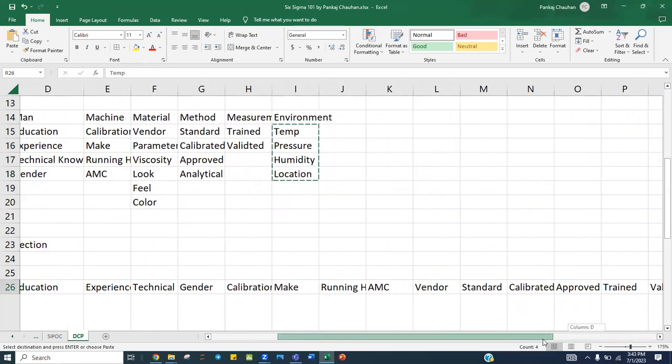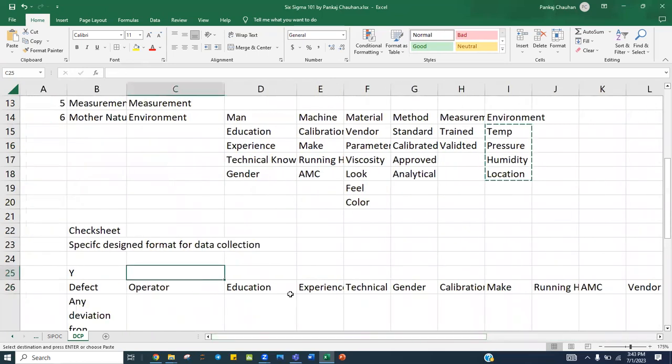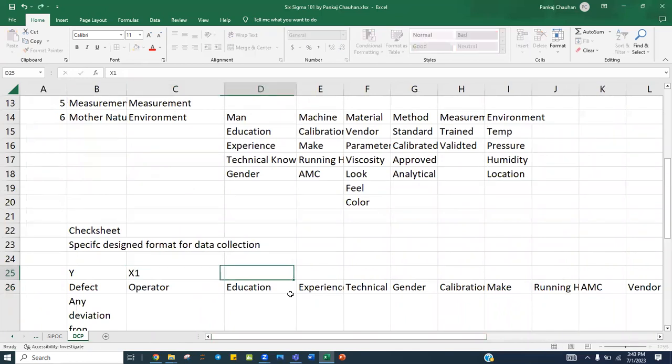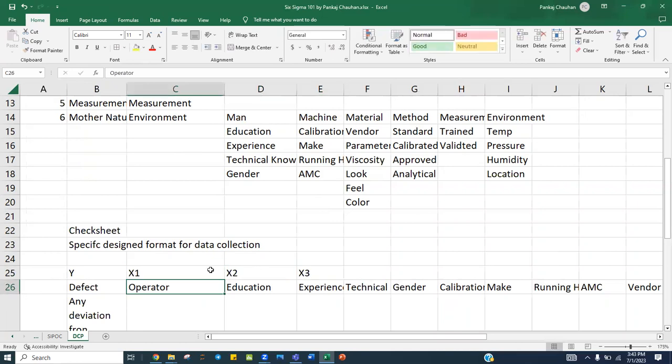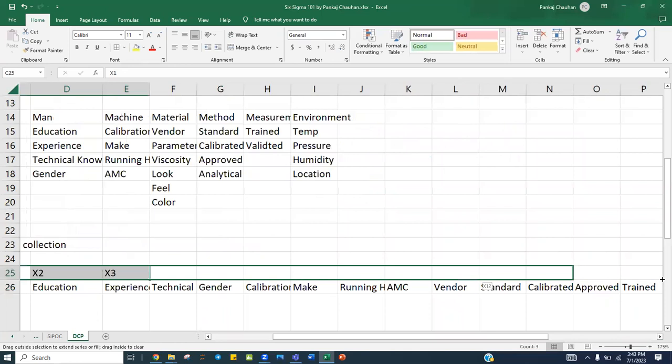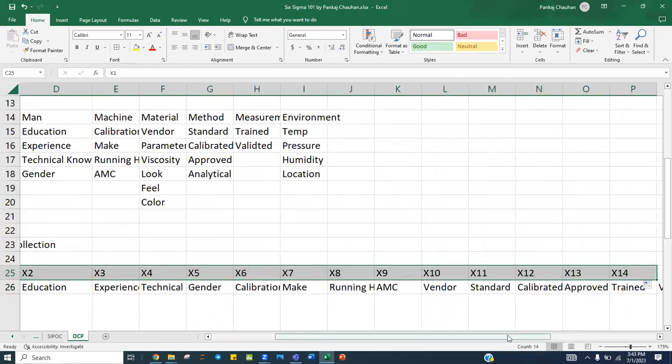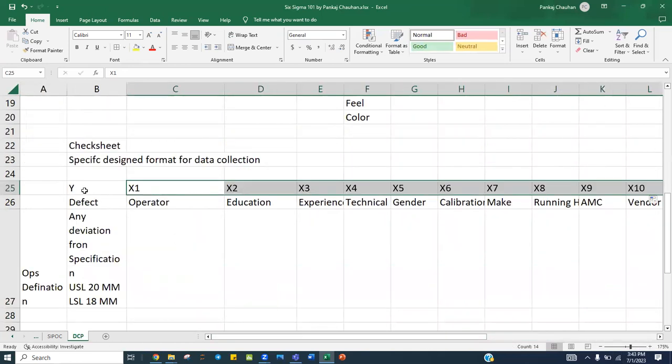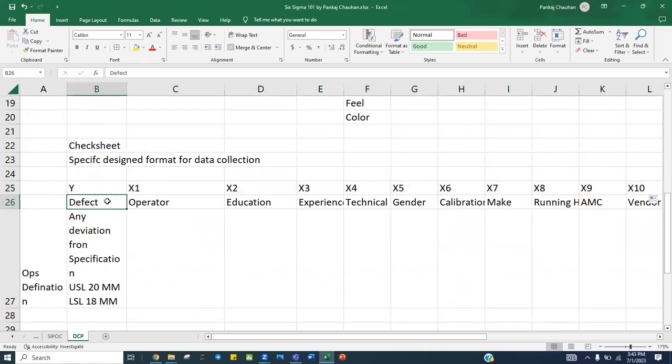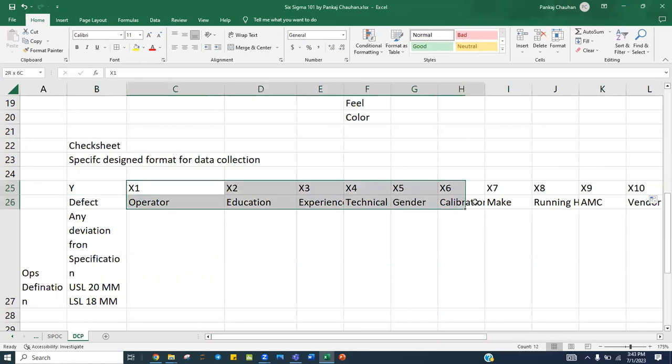So like this, if you see, you have got so many X's, like this is your X1, maybe your X2, maybe your X3, and so on. And your complete data collection plan is ready now. 14 X's I just made. So you have the Y variable. What is the name of the Y variable? You have the X, all the variables. What is the name of each of the X variables?